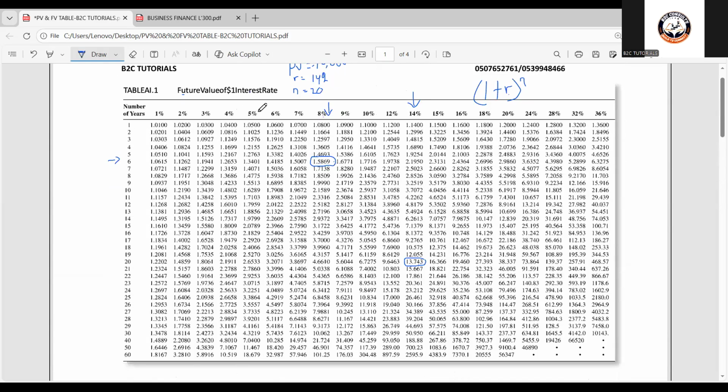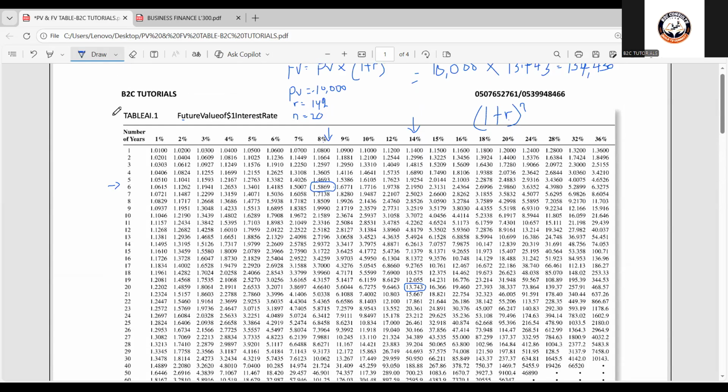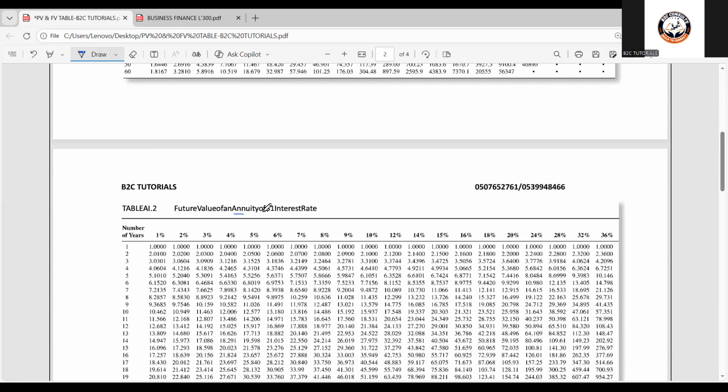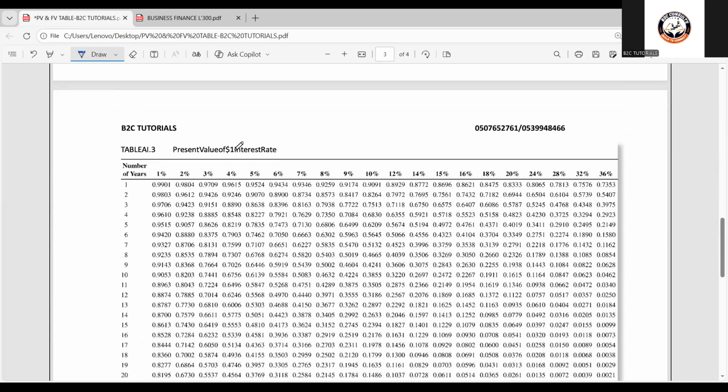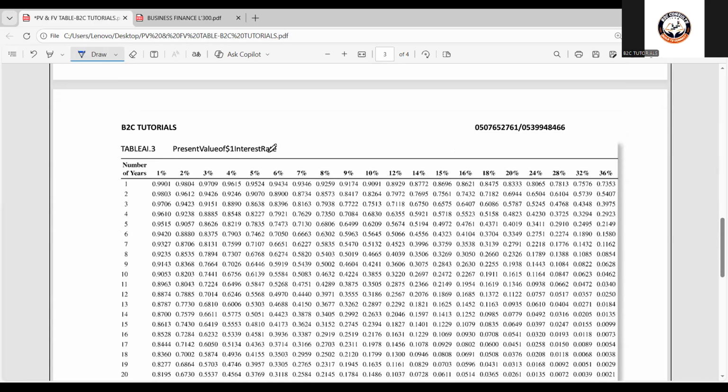So at your level, this is what you need to know: future values of 1 cedi interest rate. And when I say annuity, the payment, which is C, is constant for a period of time. So that is where we'll be using this table. So this is not meant for you. Let's go to the next one, which also talks about present value of 1 cedi.